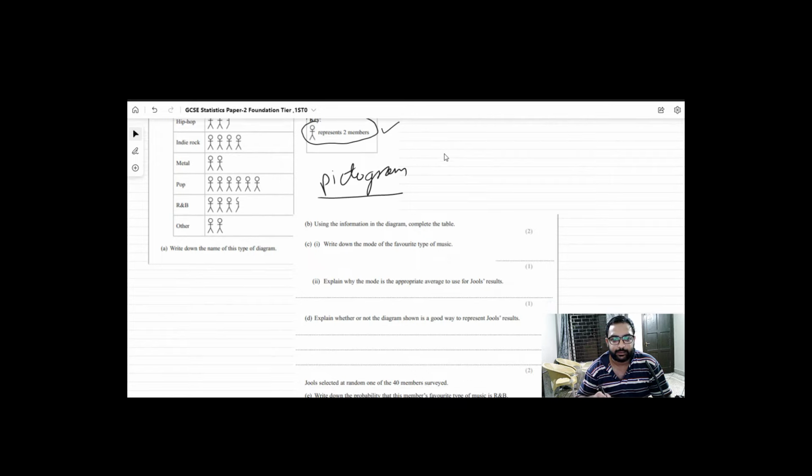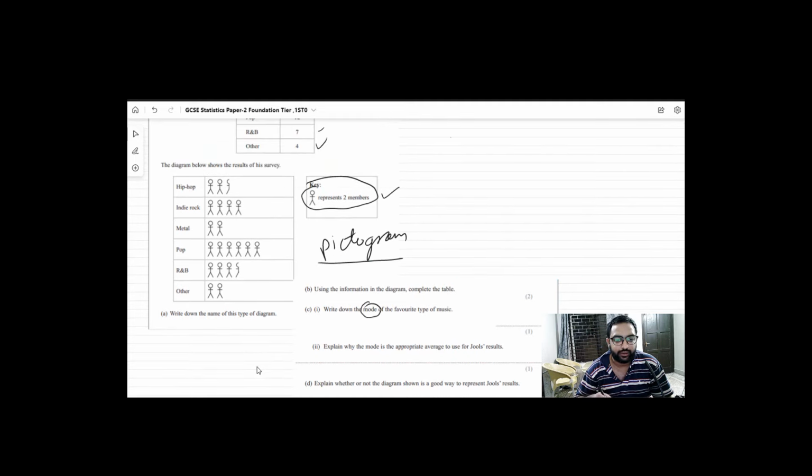Let's move to part C. It says write down the mode of the favorite music. First of all, we should revise what the mode is. Mode is the variable which occurs the most in the data, the variable which has the most frequency. As you can see, the category pop has the most people. If I try to count them, they are 1, 2, 3, 4, 5, 6, and we already know that each figure represents 2 members, so 6 times 2 is 12. So pop has the most occurring frequency of members, hence my answer should be pop.